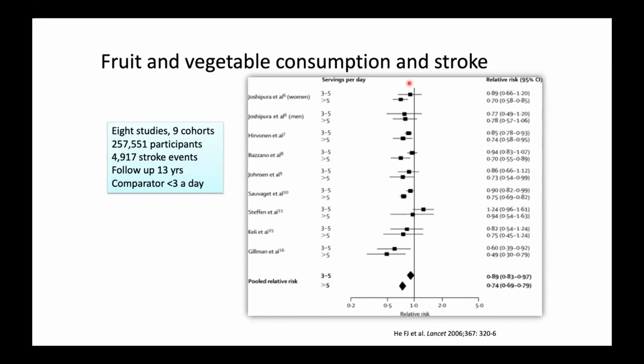So fruit and vegetable consumption and stroke, this study has shown that if you are taking more than 5 servings of fruits and vegetables compared to less than 5, there is a distinct difference in the occurrence of stroke. So more than 5 servings per day seems to be protective for cardiovascular disease.